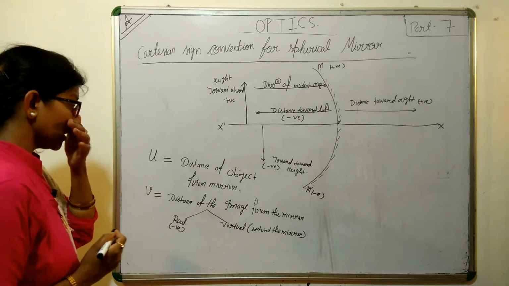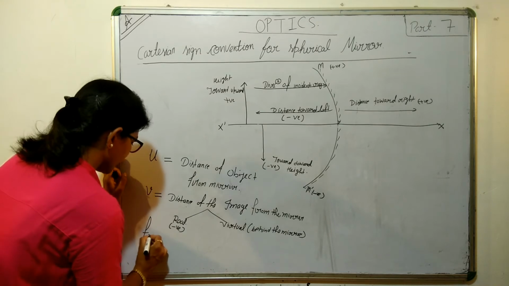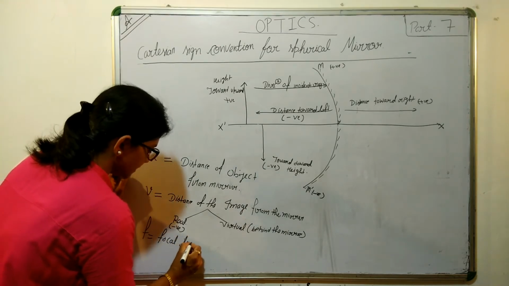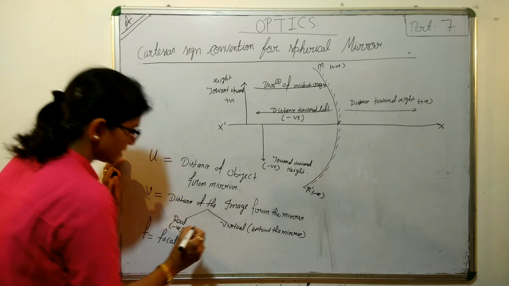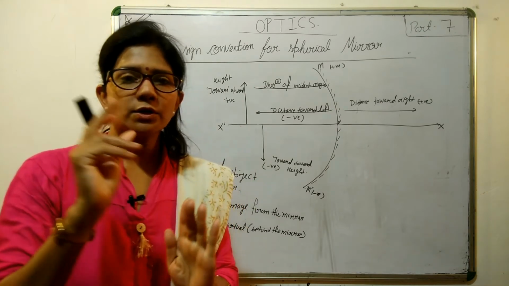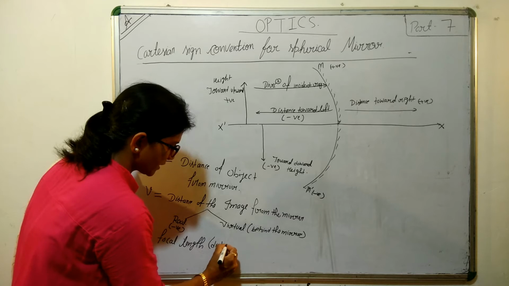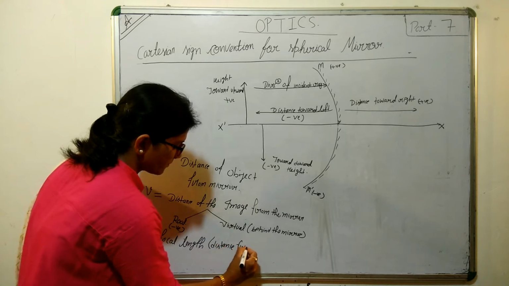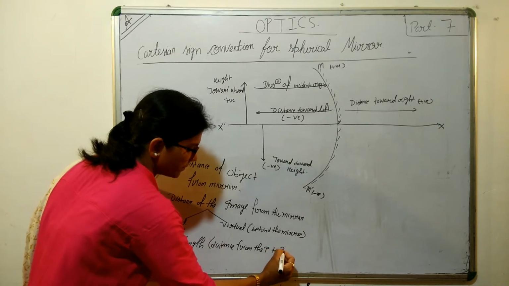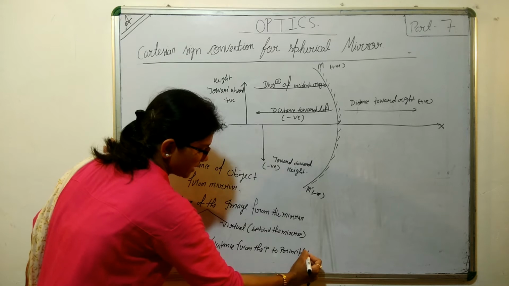Now the next thing, f. It is the focal length. What is this focal length? The distance from the pole to the principal focus. Now please pay attention here.